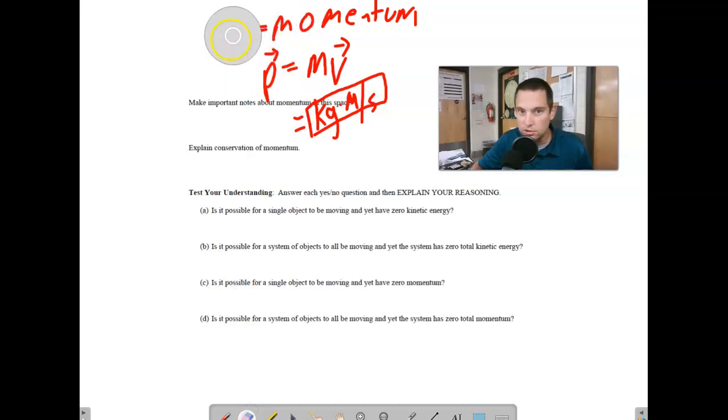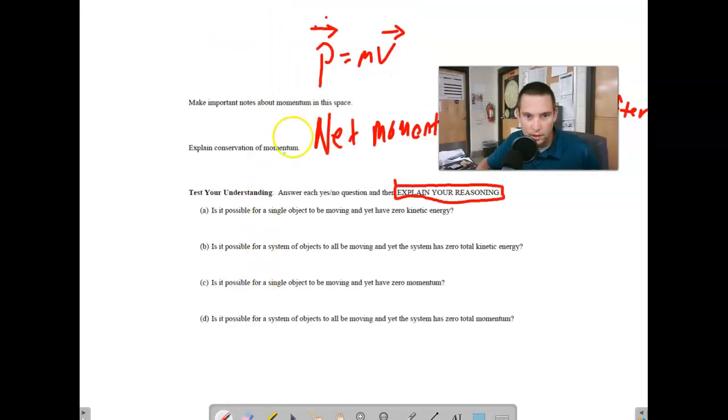Momentum is conserved. The conservation of momentum is the net momentum before a situation equals the net momentum after. That just means you're going to take your positive momentums and your negative momentums before, and your positive and negative momentums after. How do you get a negative momentum? Well, remember that momentum is a vector and velocity is a vector. So if you have a negative velocity, that just means you're moving in the opposite direction.